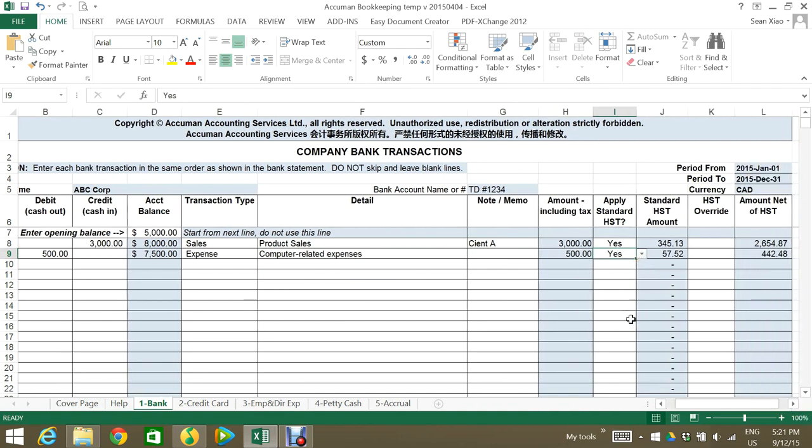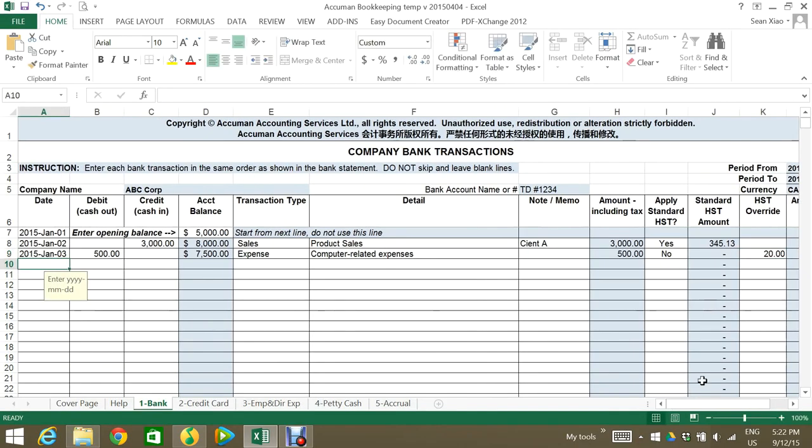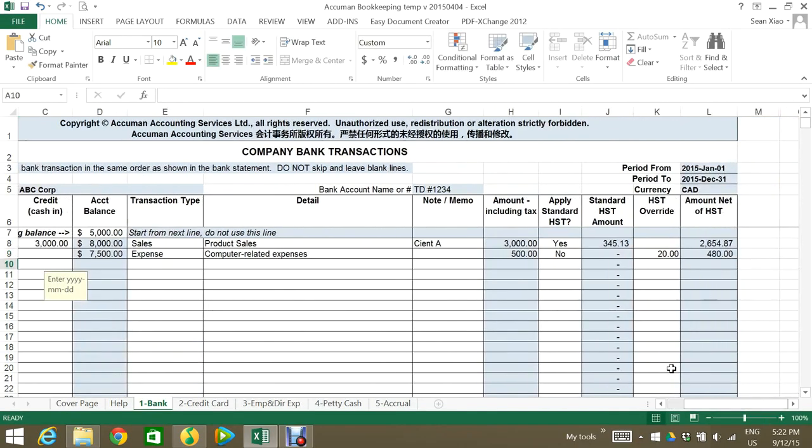And also, from time to time, you may see the HST is not a standard 13%. It is the case in Ontario, but might be different in different provinces. So you have an opportunity to override the HST. All you have to do is just put in no and enter the HST amount. Let's say you see on your receipt HST is $20, then you just put in $20 here, and everything is calculated automatically.